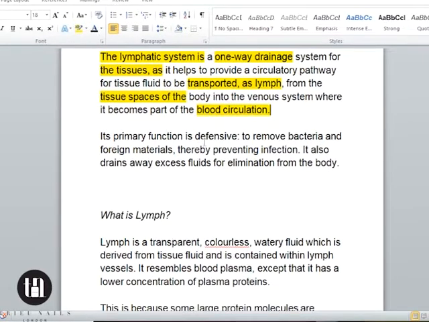The primary function is defensive, i.e. to remove bacteria and foreign materials, thereby preventing infection. It also drains away excess fluids for elimination from the body.